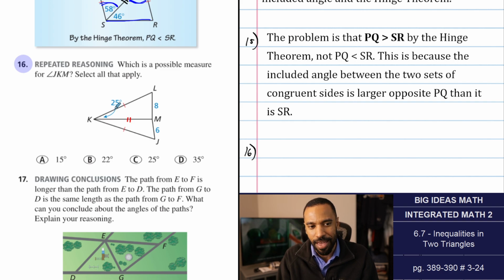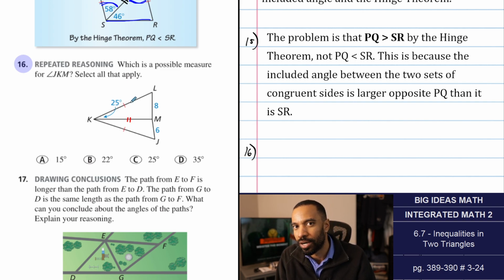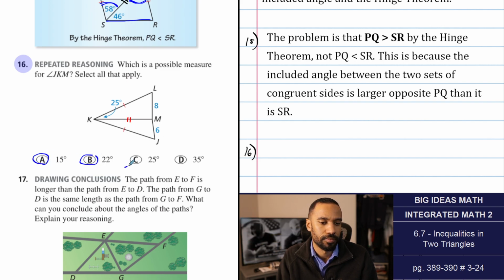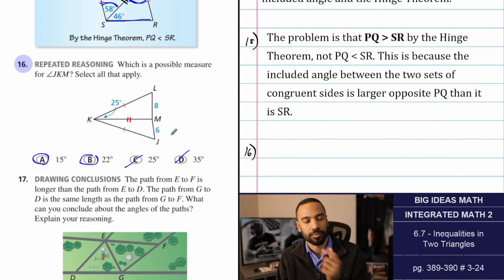So we can't have anything that's 25 or more. It must be less than. Do we know exactly? Nah. Things can change all depending on how they change it. So it's got to be 15 or 22. So which is the possible measure? Select all that apply. 15, yes. 22, yes. 25, no. 35, no.